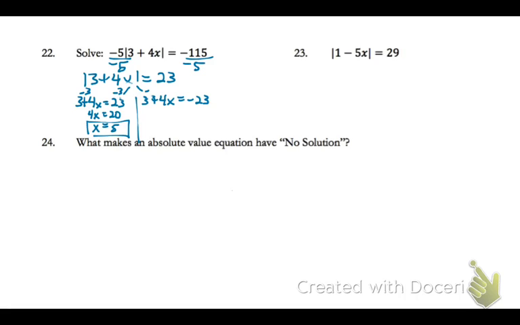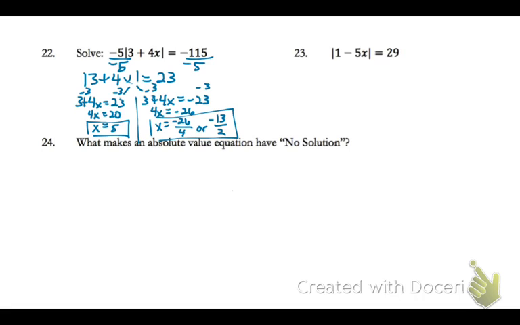Now we'll subtract 3 from both sides. So 4x equals negative 26. Divide both sides by 4. So we get negative 26 fourths. We'll leave it as an improper fraction, but we'll reduce it, divide by 2. So 13 halves. So this is the second number that if you plug it in, will make that equation true.